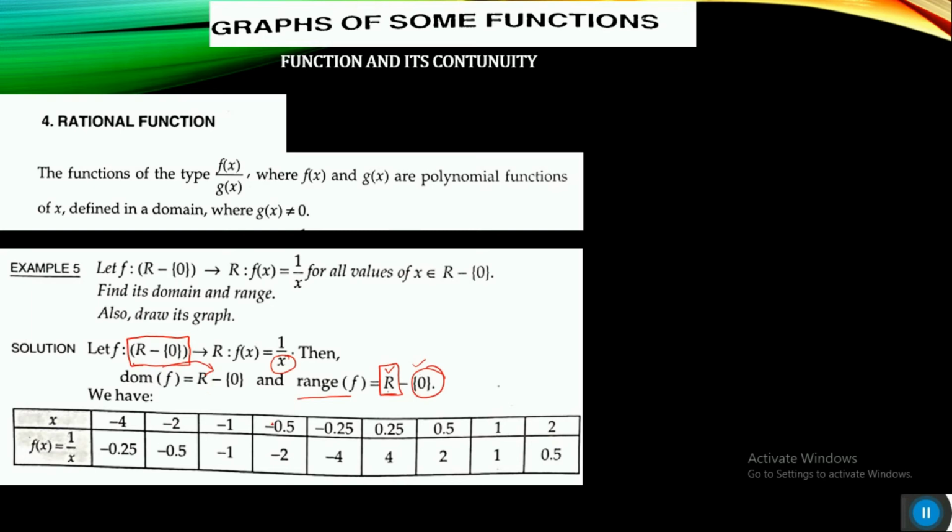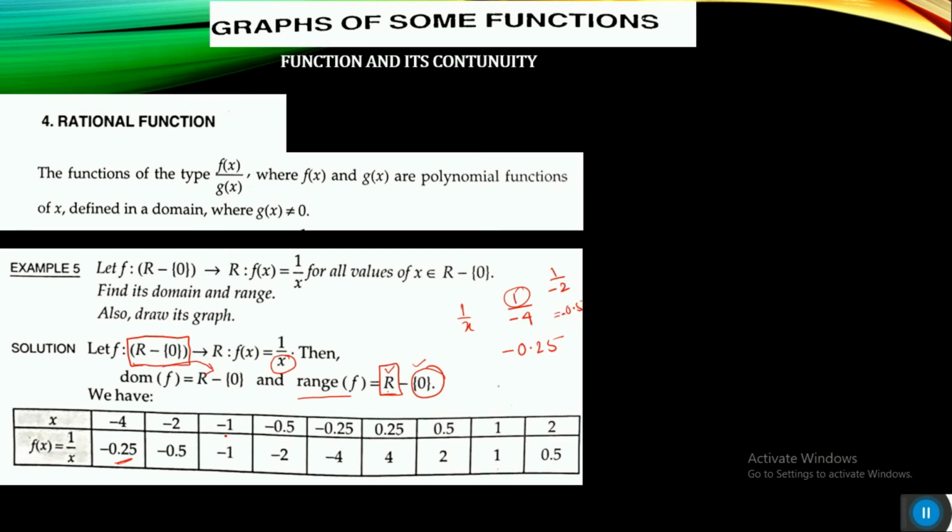Now let's see its graph. Your function is 1 by x, so you take x values and get your f(x). If you take x as -4, what will you get? 1 by -4. That means you are breaking 1 into 4 parts. That one part will be 0.25. So you can see here -0.25. And if you take -2, it will be 1 by -2. So you are breaking 1 into 2 parts, half. That means -0.5.